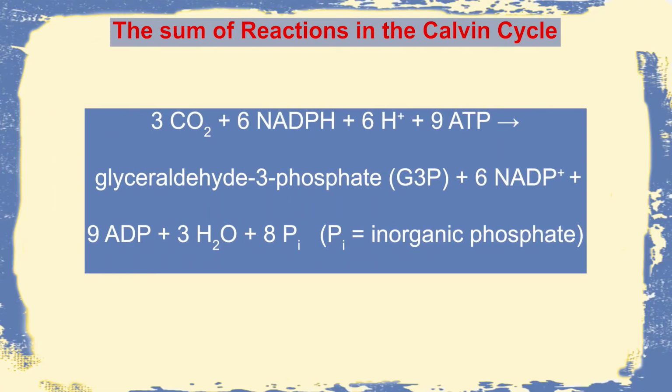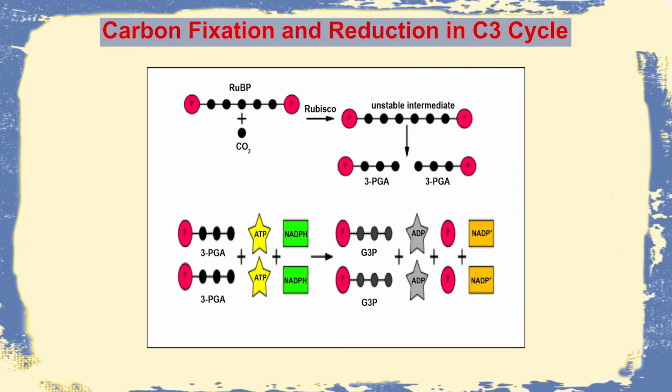And the overall reaction of the Calvin cycle can be like this: 3 CO2 plus 6 NADPH plus 6 H plus 9 ATP giving rise to G3P or glyceraldehyde 3-phosphate plus 6 NADP plus 9 ADP plus 3 H2O plus 8 Pi, where Pi represents inorganic phosphate. So the process of the dark phase starts with carbon fixation, where RuBP is fixing carbon dioxide. It is producing an unstable intermediate compound and ultimately a stabilized compound called PGA.